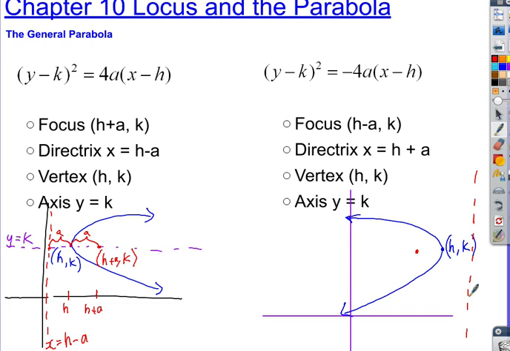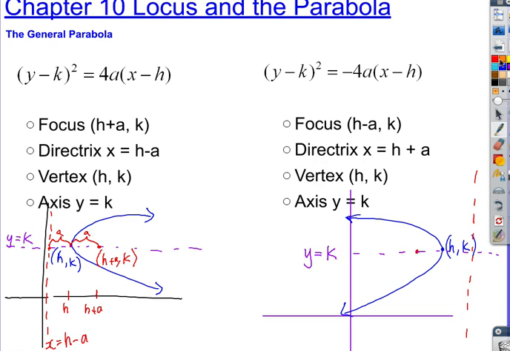And our axis of symmetry will go through the middle of the parabola. And it will also go through the focus and the directrix. So there's our axis of symmetry. Our axis of symmetry has the same y value as the vertex, which is k. So it's got the equation y equals k. So that's our axis of symmetry.